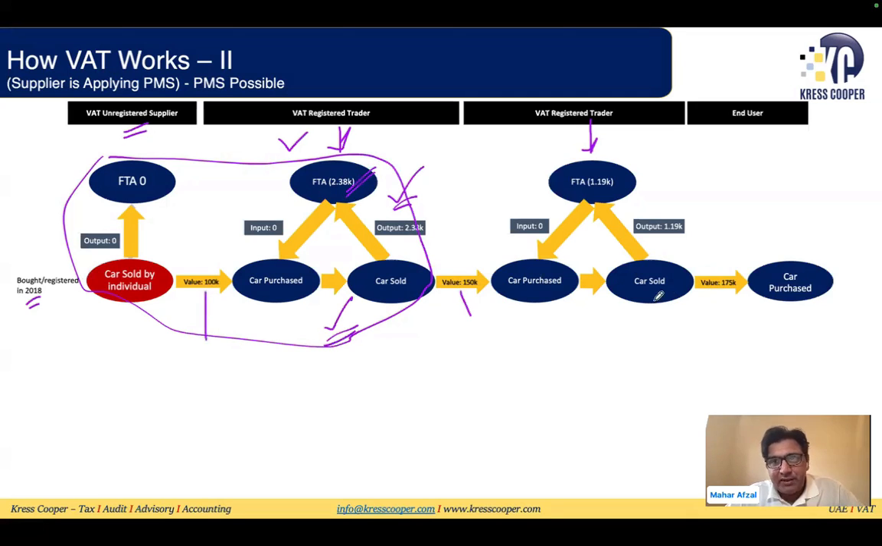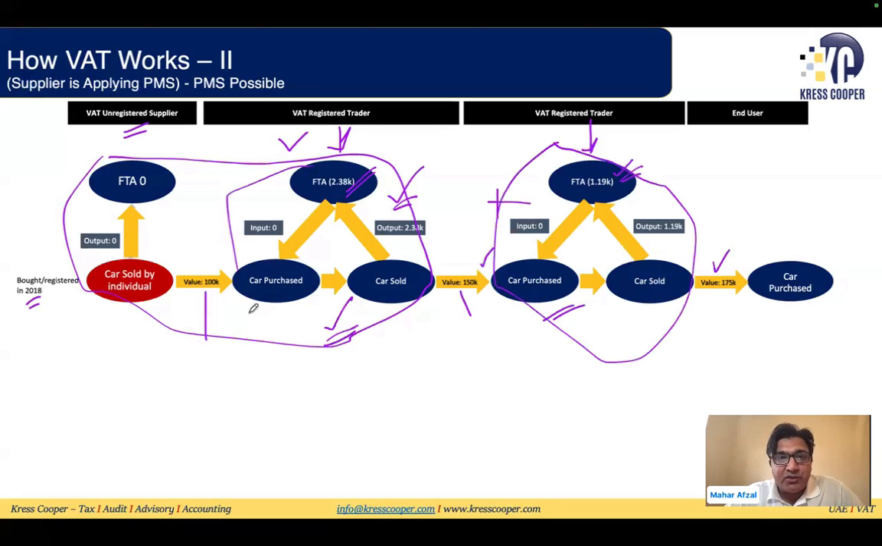Now, this party is buying at 150K. They are not claiming any input tax because in the invoices issued under the profit margin scheme, VAT is not reflected anywhere. They are selling at 170K. Net amount 170K less 150K into 5 divided by 105, 1.19 is going to the government. So this person can apply the profit margin scheme as well because this person is buying goods which are in the list from a person who is already applying the profit margin scheme.